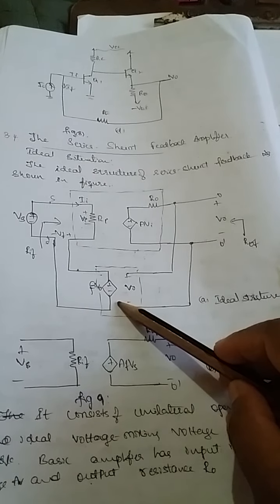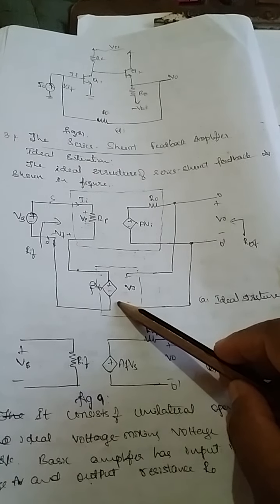Any basic amplifier is characterized by three parameters: input resistance Ri, output resistance R0, and output voltage equal to A into Vi, where A is the basic amplifier gain. Similarly, for the feedback network, the feedback factor is beta.